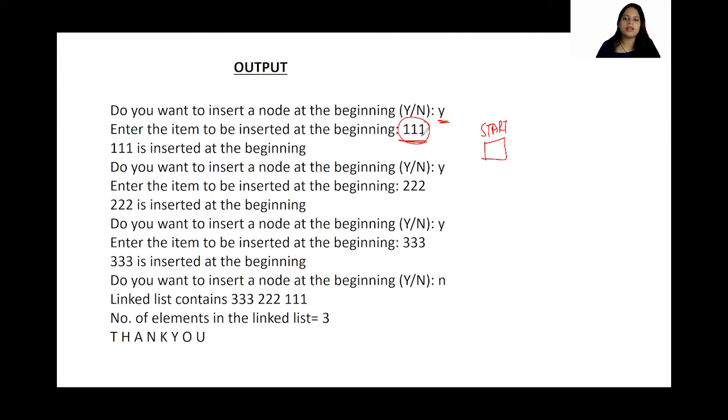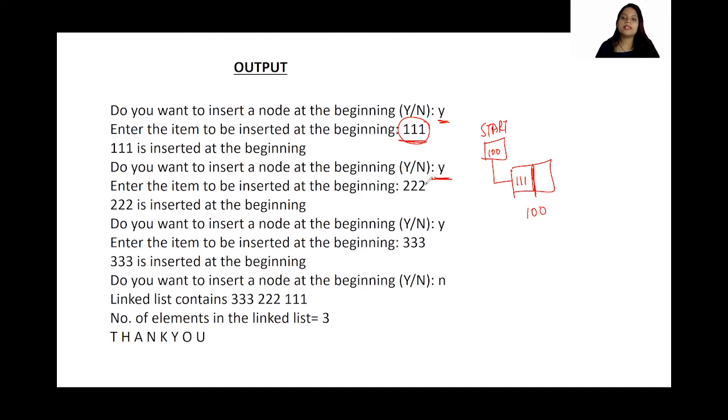Okay, so 111. When I say that, it is going to get stored here, right? Suppose this is 100. This is the address. This address will vary from system to system. So the data item is going to be this, and this is going to be the address. Next, again I'm asking, do you want to insert a node at the beginning? Again I'm saying yes. So see this carefully. What is going to happen?